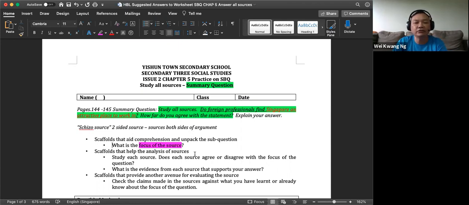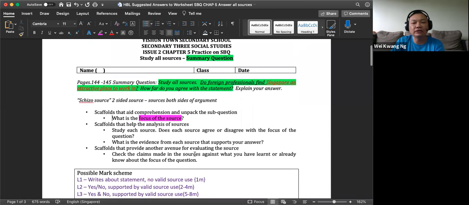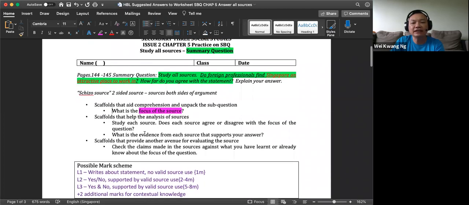So the first thing that you need to do is read all the sources. A step-by-step way of doing things is very, very simple. You study all the sources and then you ask the source, do they agree or do they disagree with the statement? In this context, this is what you need to do: write down whether the source agrees or disagrees.